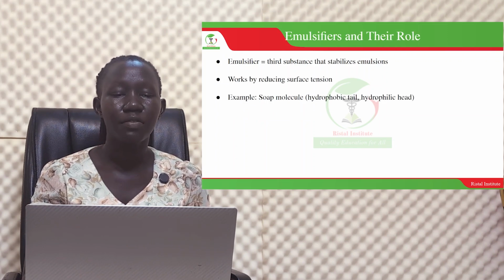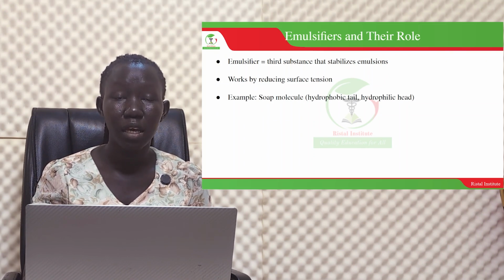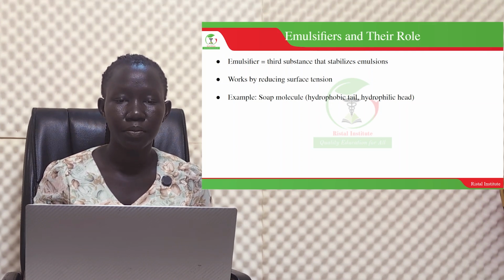What is the role of emulsifiers? An emulsifier is one of the most important substances that stabilizes emulsions, and it works by reducing surface tension. For example, a soap molecule. The soap molecule has a hydrophobic tail and a hydrophilic head.